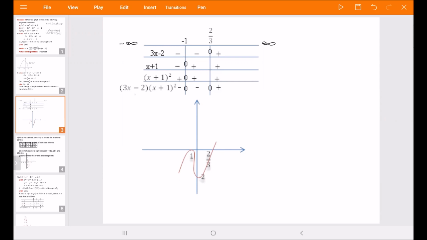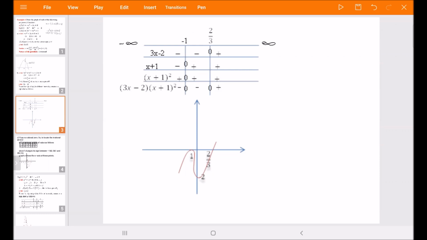Now 3x minus 2 times x plus 1 the whole square is p of x. To determine the sign of this, take the product of the sign of 3x minus 2 and x plus 1 the whole square. 3x minus 2, for values less than minus 1, is negative. And x plus 1 the whole square is positive. Now what is the product of a negative quantity and a positive quantity? I am not asking you the magnitude, simply the sign. So a negative quantity times a positive quantity is always negative.